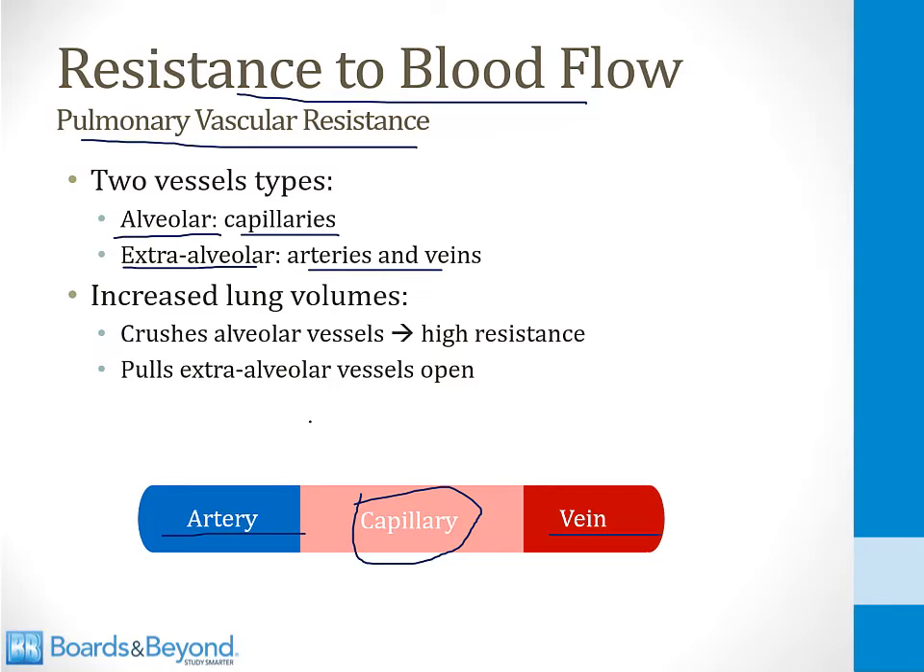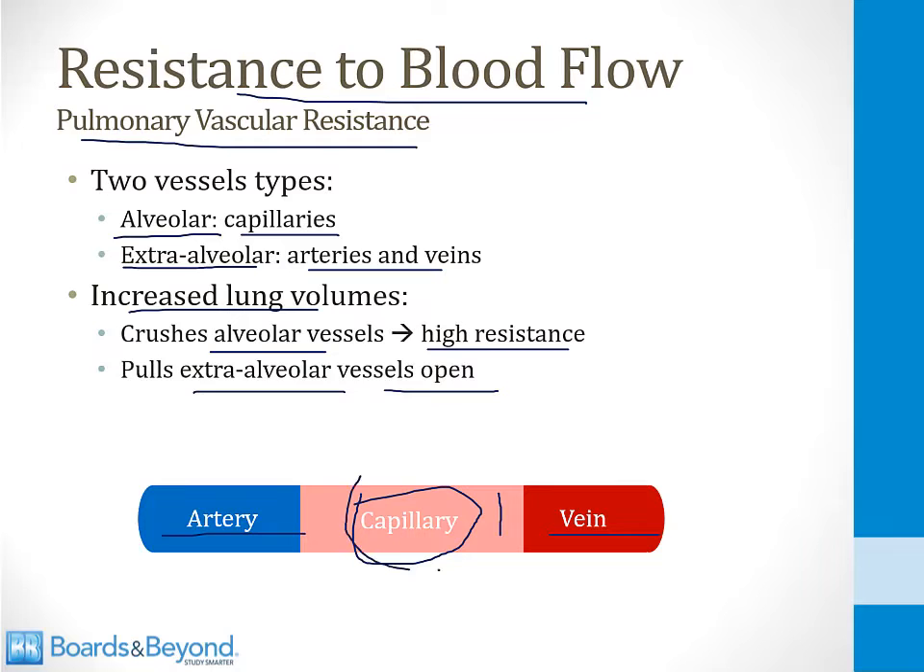When the volumes in the lungs and the alveoli increase, it has different effects on the alveolar and extra-alveolar vessels. Higher lung volumes tend to crush the alveolar vessels, and this causes them to have high resistance. Basically, they're smushed so that their diameter becomes very small, and this causes a lot of resistance to flow. However, the extra-alveolar vessels, like the arteries and veins, are pulled open, so they actually have lower resistance at higher lung volumes, and this is just a quirk of our pulmonary system.